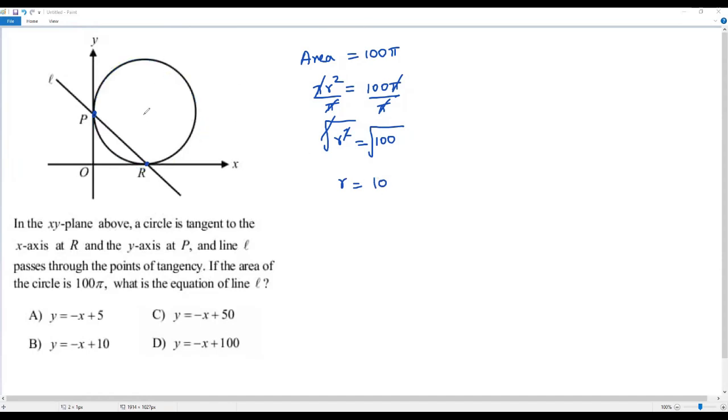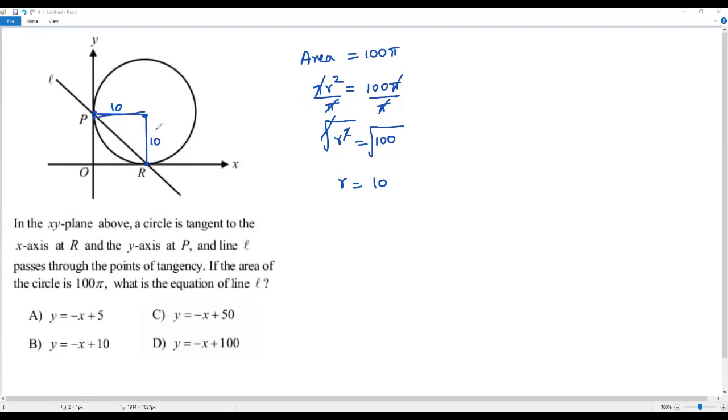Now let me mark the center of the circle over here. And let me draw a vertical radius and a horizontal radius. This is a vertical radius. And this is a horizontal radius. The length of this segment is 10 and the length of this segment is also 10 because both of them represent the radius of the circle.